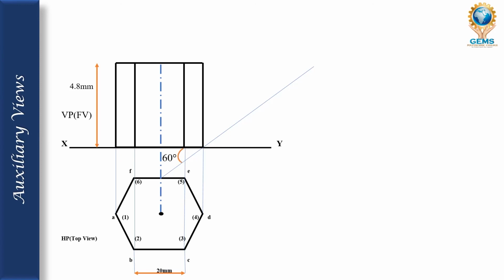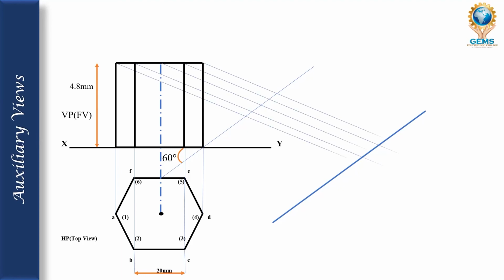That is given in the problem already. Parallel to that line, draw another straight line at any distance; there is no fixed distance. Then perpendicular to the 60 degree line, draw a line from here, perpendicular.